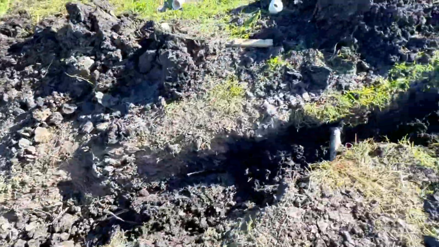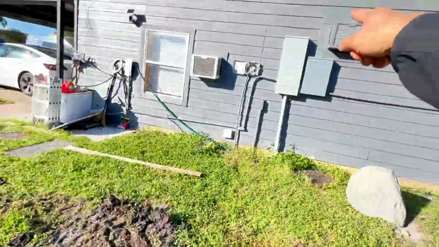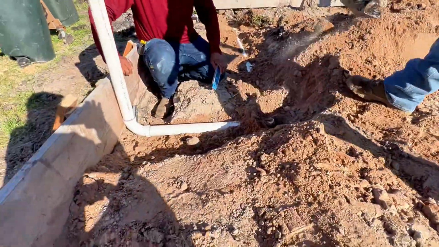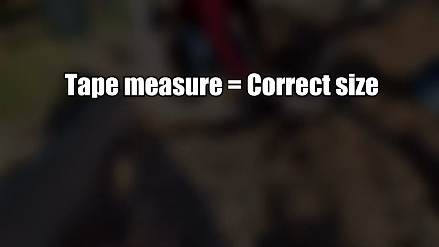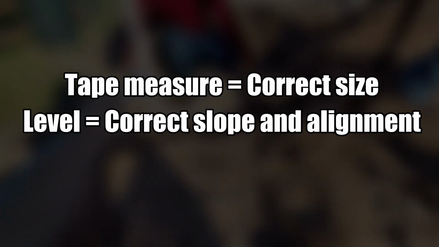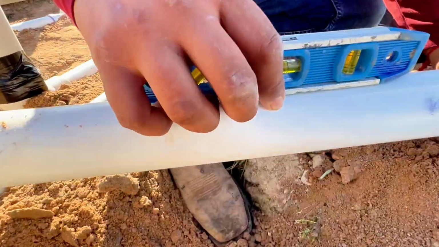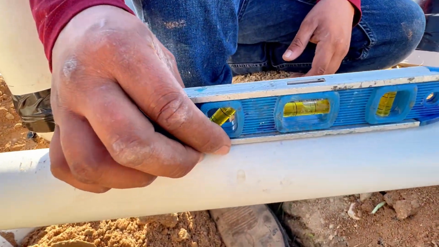You'll also use the level to make sure your fixtures look right and sit even. No tilted sinks or wobbly toilets. So remember, tape measure is for correct size. Level is for correct slope and alignment. Two simple tools that make a massive difference in every plumbing job.